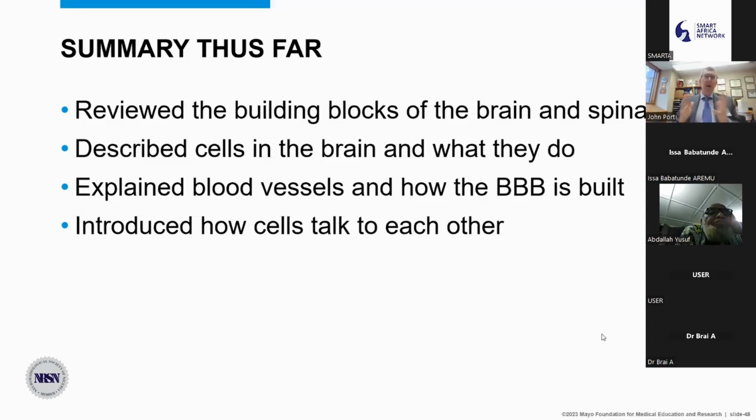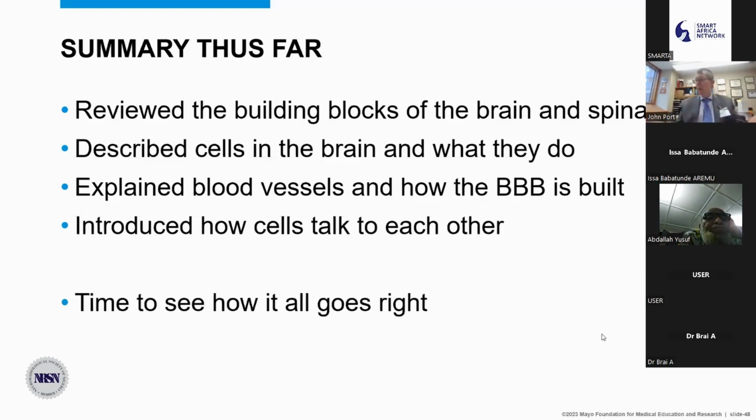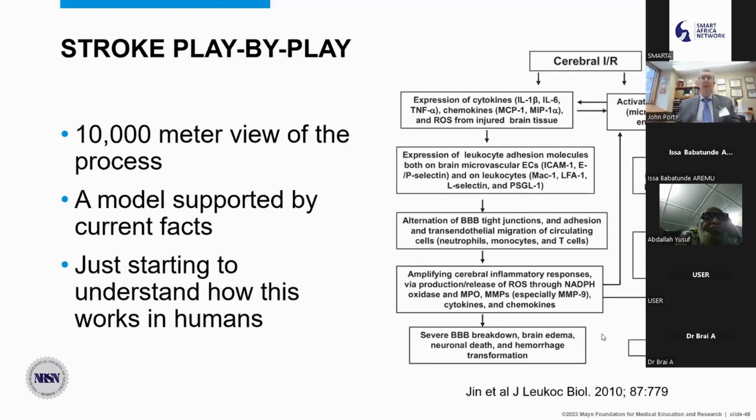So far, we've talked about building blocks of the brain and spinal cord. We've talked about the cells, what they do, how they talk to each other. We've talked about the blood-brain barrier and how it's built. So I think we have enough background knowledge now to run through an inflammatory response and see the events that occur when inflammation acts properly. So we'll start with an example.